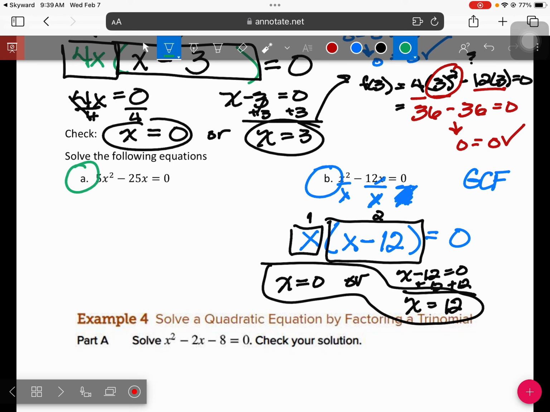Everybody should be working this problem. Try it? Did you do it already?